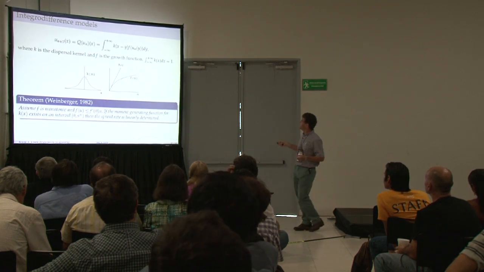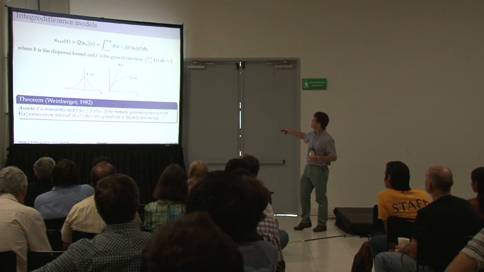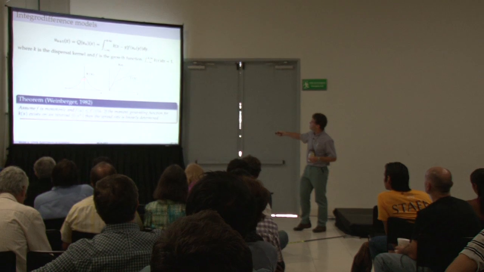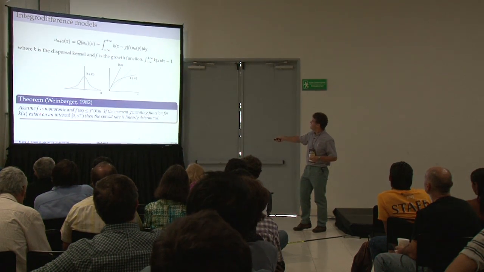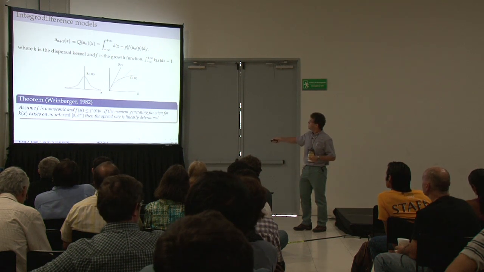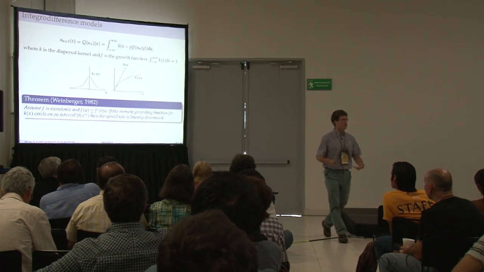So the idea here is, if f lies below its linearization, and k meets a certain condition, that it has a moment generating function, then you can have the speed as being linearly determined. So you can then calculate the spreading speed.